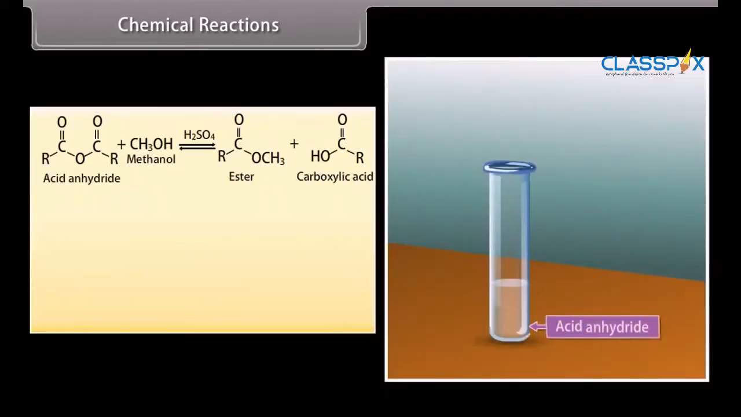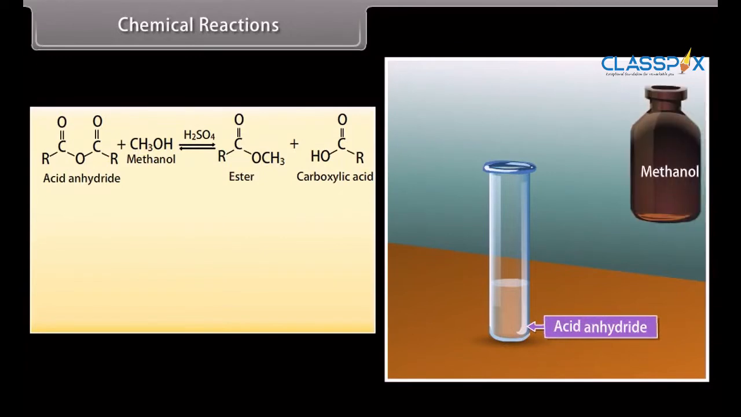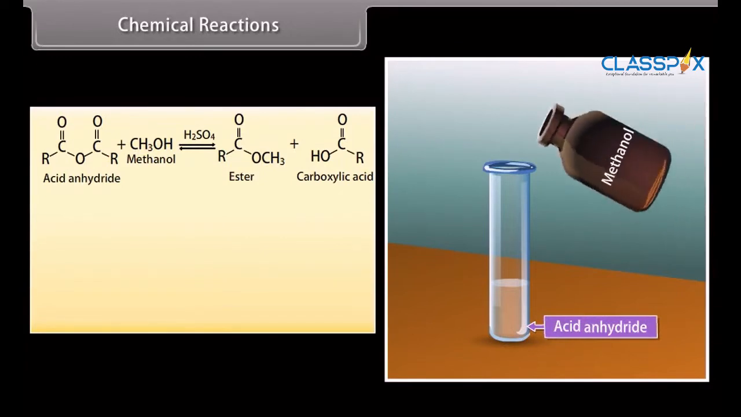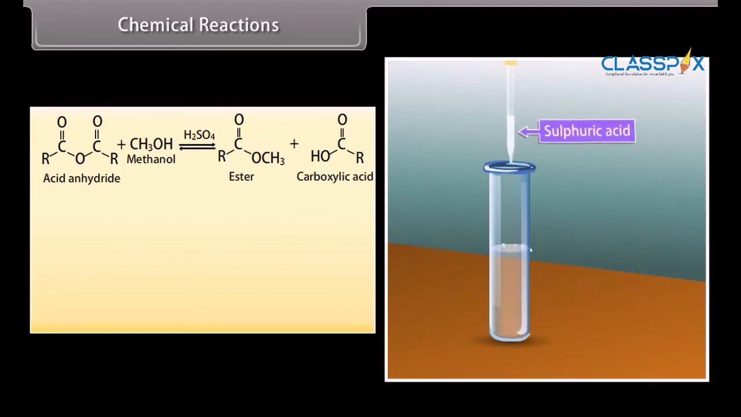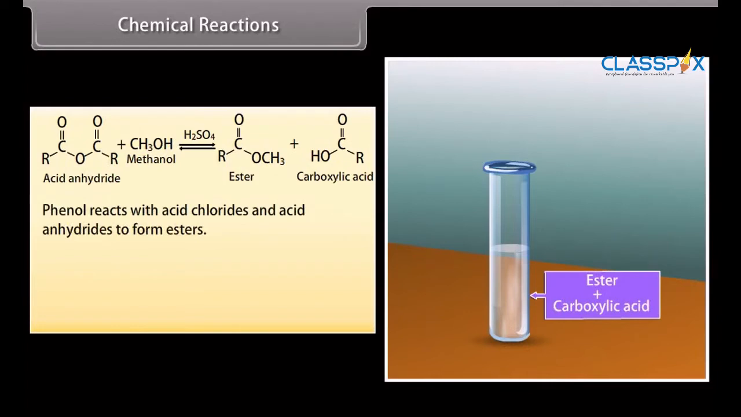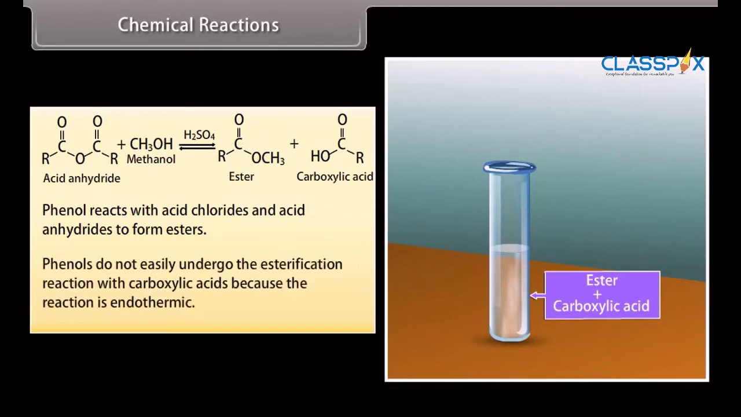Methanol reacts with acid anhydride in the presence of sulfuric acid to form an ester and a carboxylic acid. Phenol reacts with acid chlorides and acid anhydrides to form esters. Phenols do not easily undergo the esterification reaction with carboxylic acids because the reaction is endothermic.